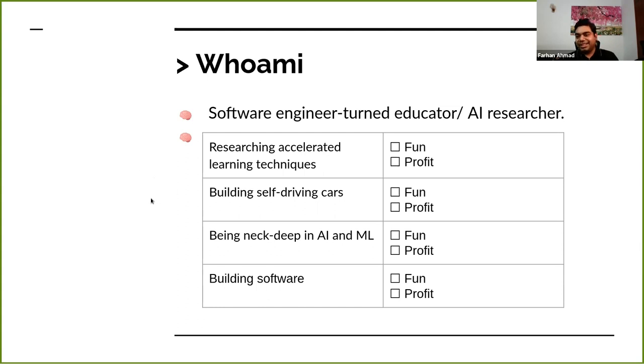No one wants to take a shot? I think researching accelerated learning techniques is for profit. Okay. Building self-driving cars seems more fun, and maybe for profit. Being necked in AI and ML seems for fun. Building software is for fun and profit. Yeah, thank you. I think that is almost accurate.